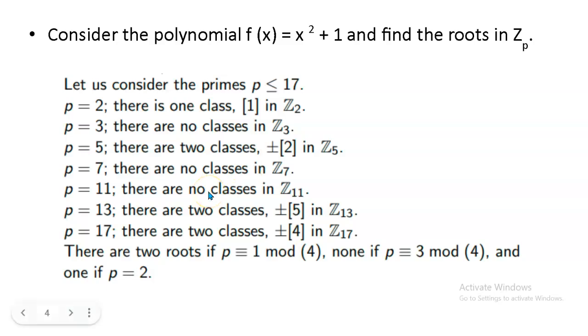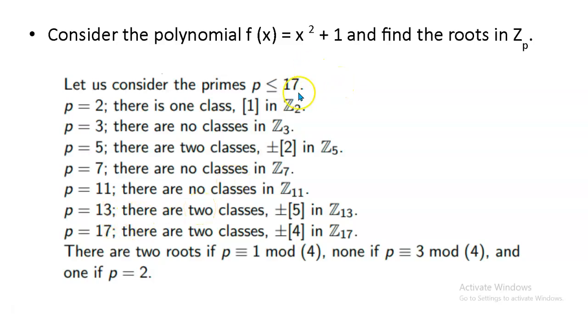Next, for p equal to 7, is this possible? If we take 3, do we get it? No. So there are no classes. For p equal to 11, can we obtain 11 in any way? If we take 3, 3² is 9, 9 plus 1 is 10. No, it's not possible. Next we need 13.